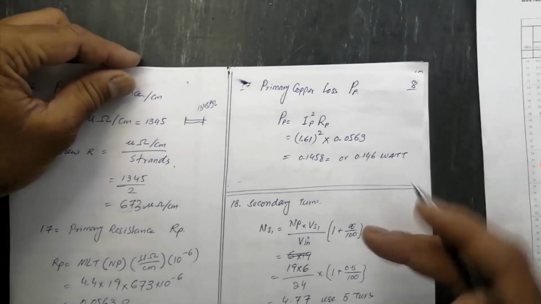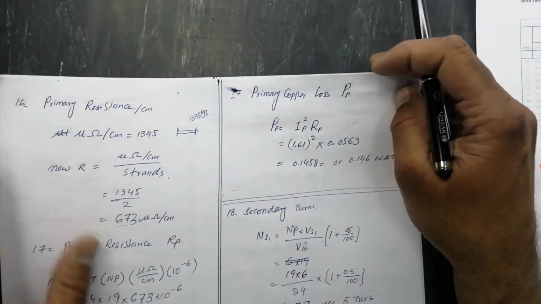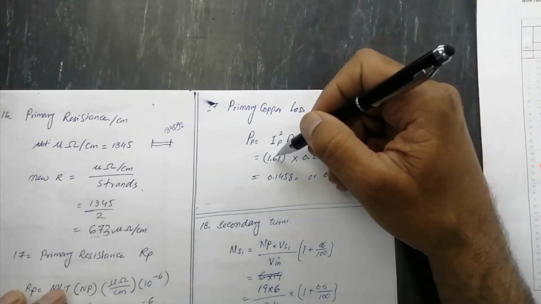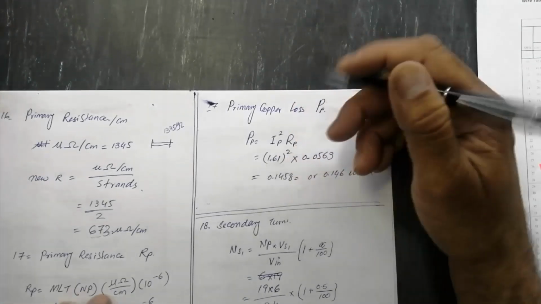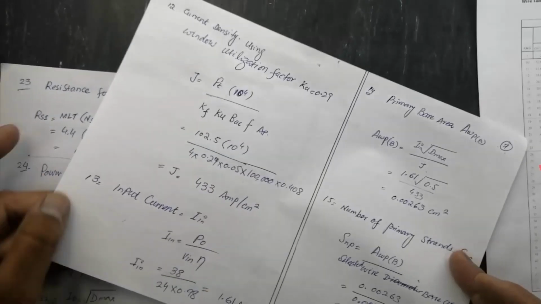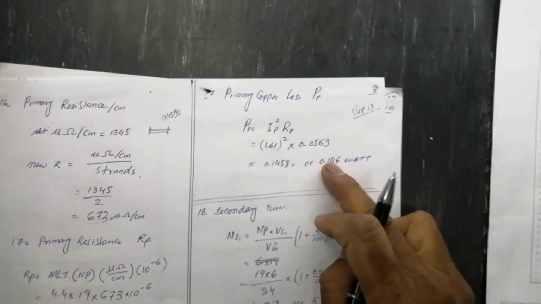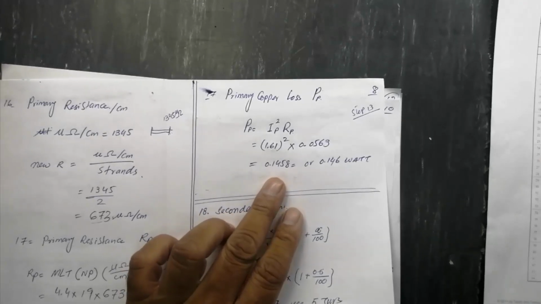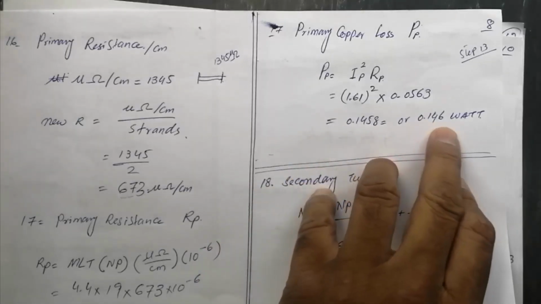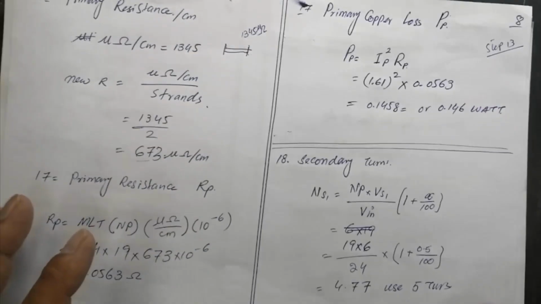So now primary copper loss. We know the power loss PP, power loss primary, that is I square R. We know power is I square R. So I is the maximum current flowing in primary. We calculated the input current is 1.61 ampere in step number 13. So 1.61 square multiplied by this primary resistance. Our primary will lose power, there is copper loss, 0.1458 or 0.146 watt. This watt will be lost in the primary copper, the resistance of the copper.